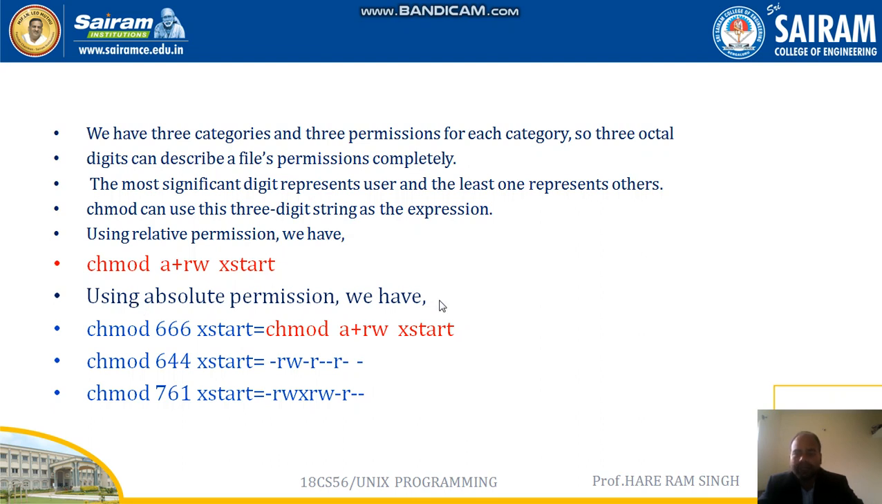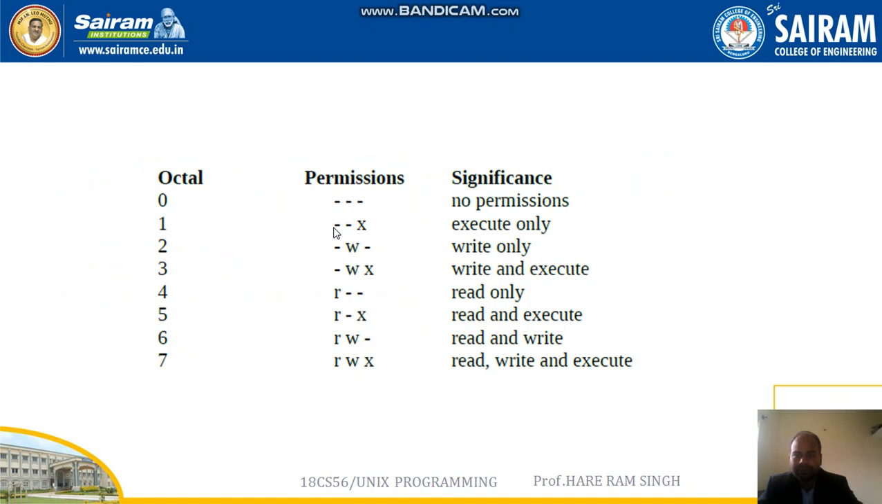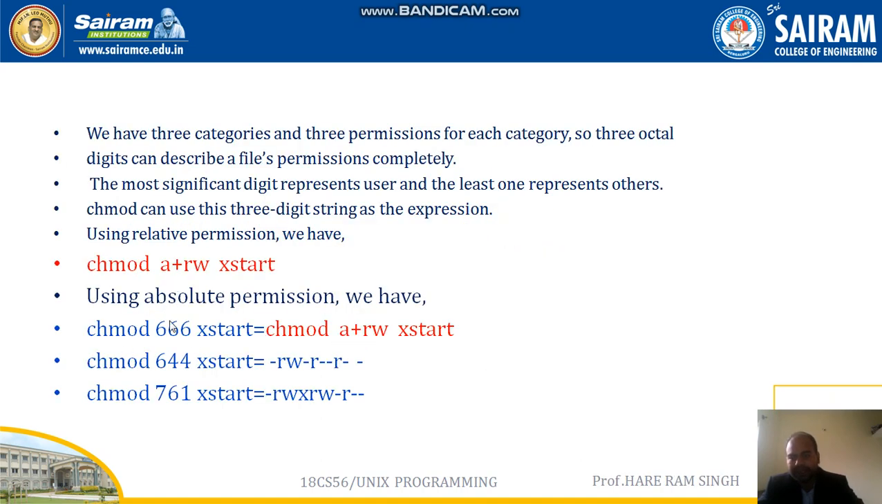So using absolute permission, how do we write? Read and write means what will be the value? Read and write, its corresponding value is 6. So how do we write it? I want to give everyone read and write permission. So 6, 6, 6. This 6 for user, this 6 for group owners, and this 6 for others. So chmod 666 x star. So this is the absolute permission and this is the relative permission, a plus rw.